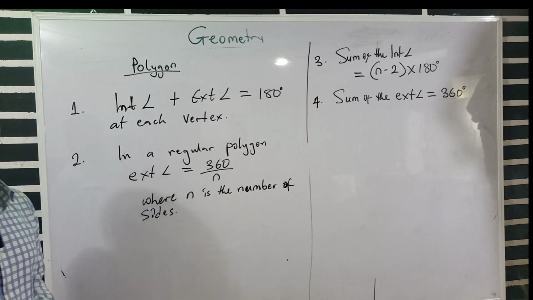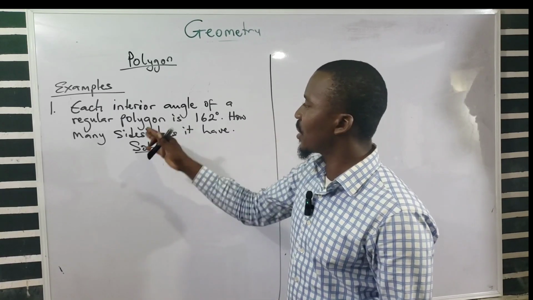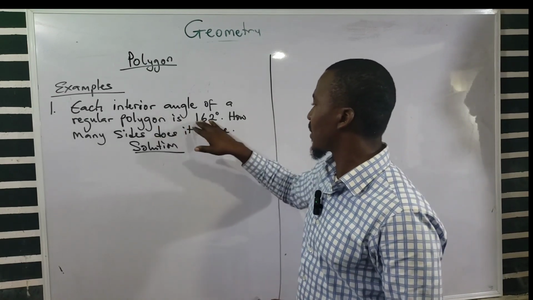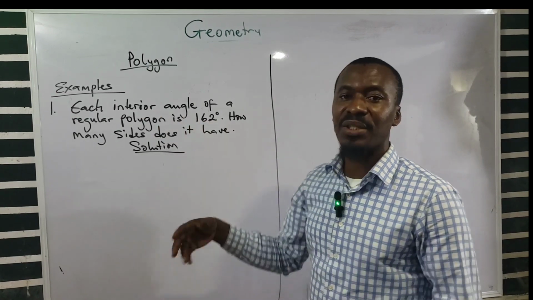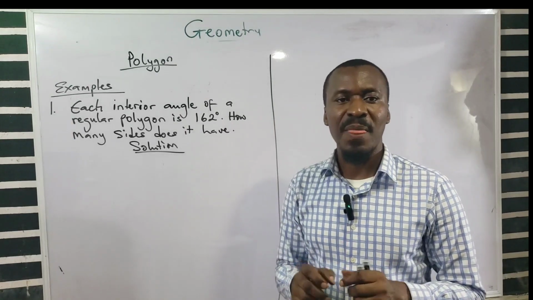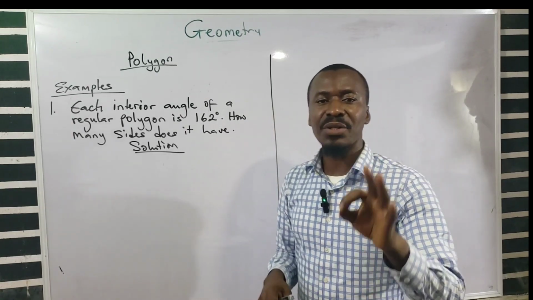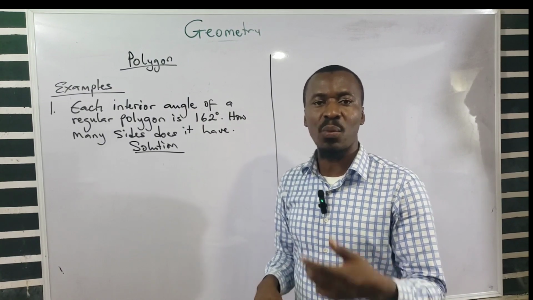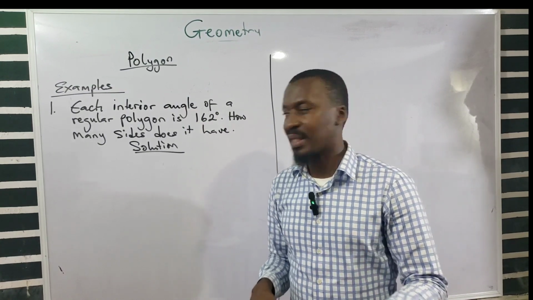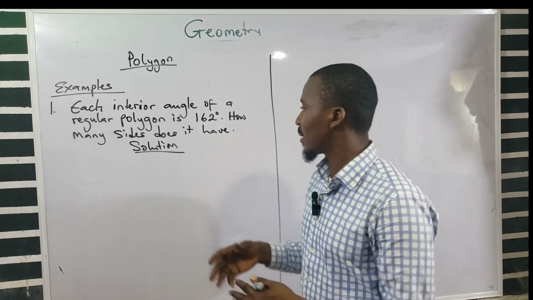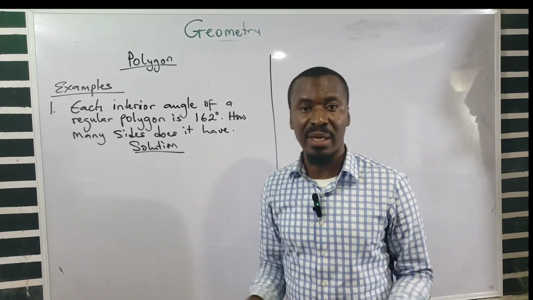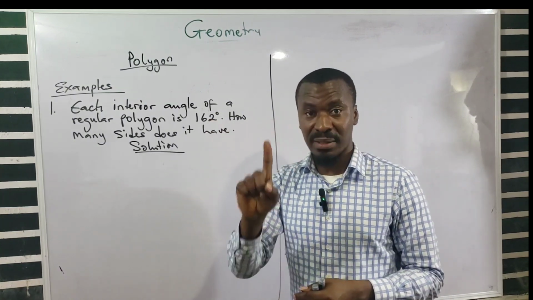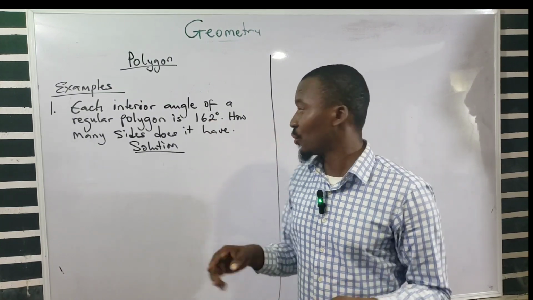Okay, so let us solve some problems. In this question, we are asked to use the interior angle given to us as 162 to find the number of sides. Remember, you are asked to find the number of sides. The only two formulas that have the number of sides are the one for the exterior angle and the number of sides, and the one that has something to do with the sum of the interior angles. But here we are given just one interior angle. What are we going to do?